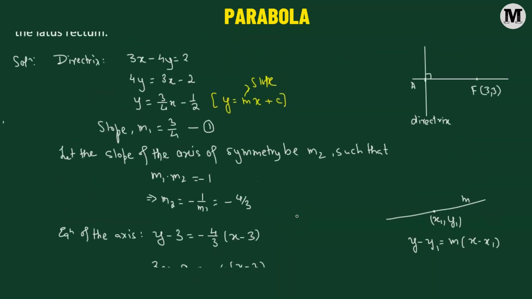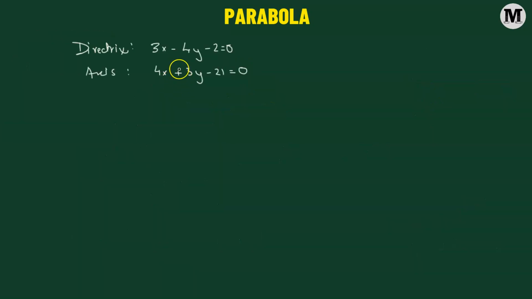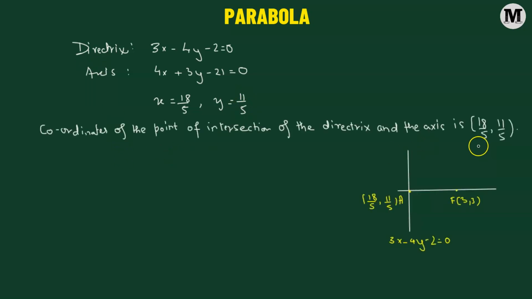Now that we have the equation of the directrix and the equation of the axis line, we can solve these two equations to find the coordinates of point A. Here we have two linear equations in x and y. We can use any standard method to obtain the values. Here x is going to be 18/5 and y is going to be 11/5. So we have computed the first part. The point of intersection will be (18/5, 11/5).